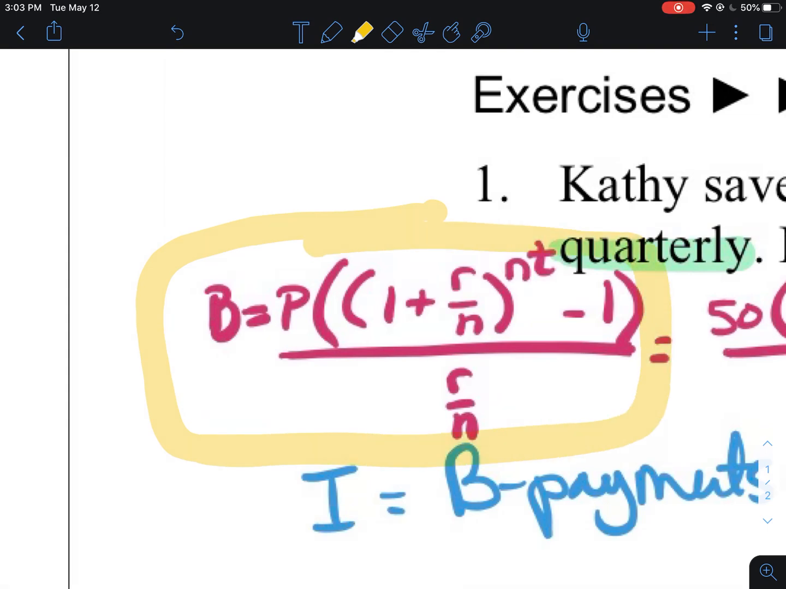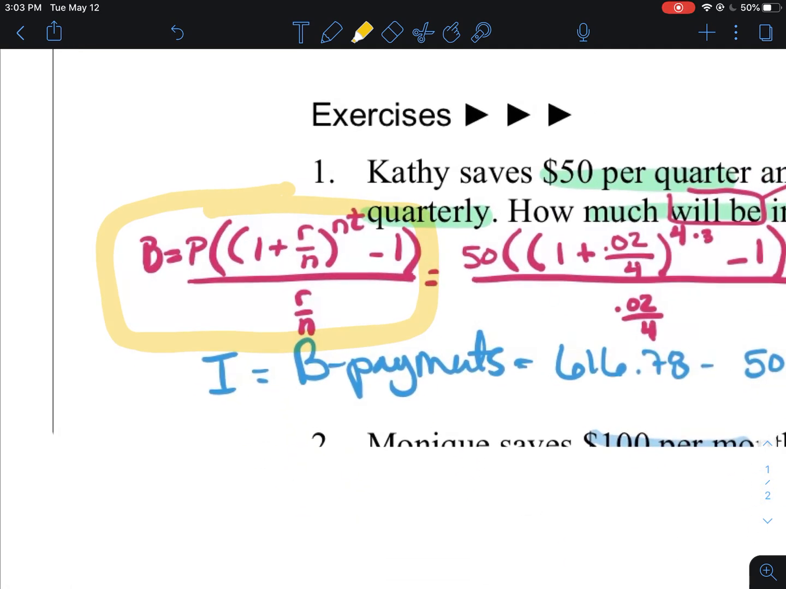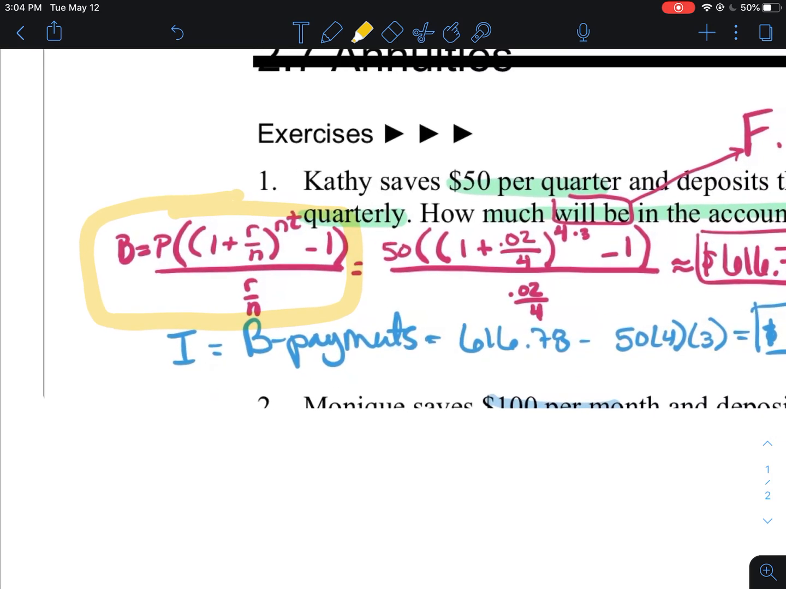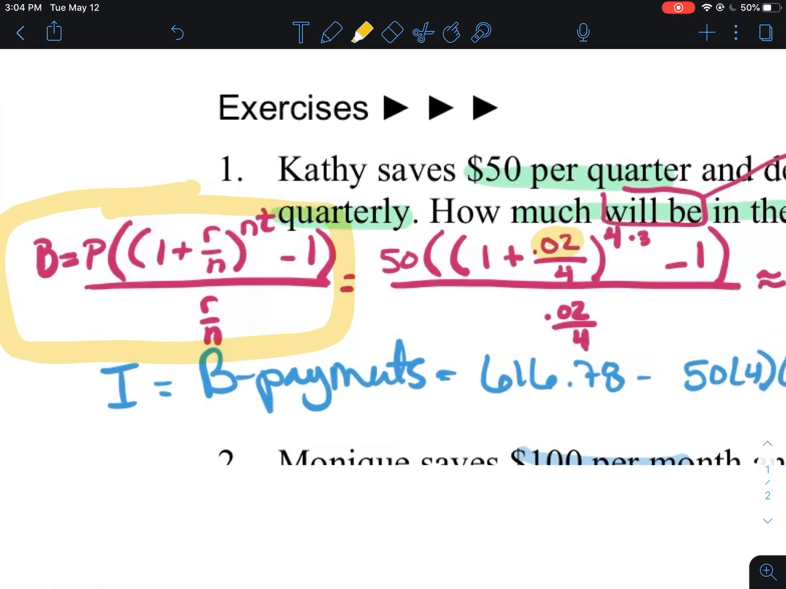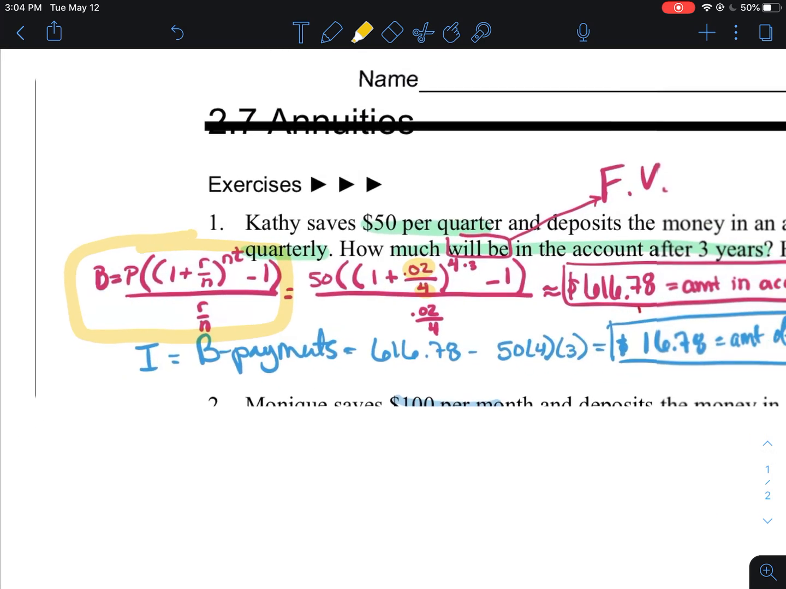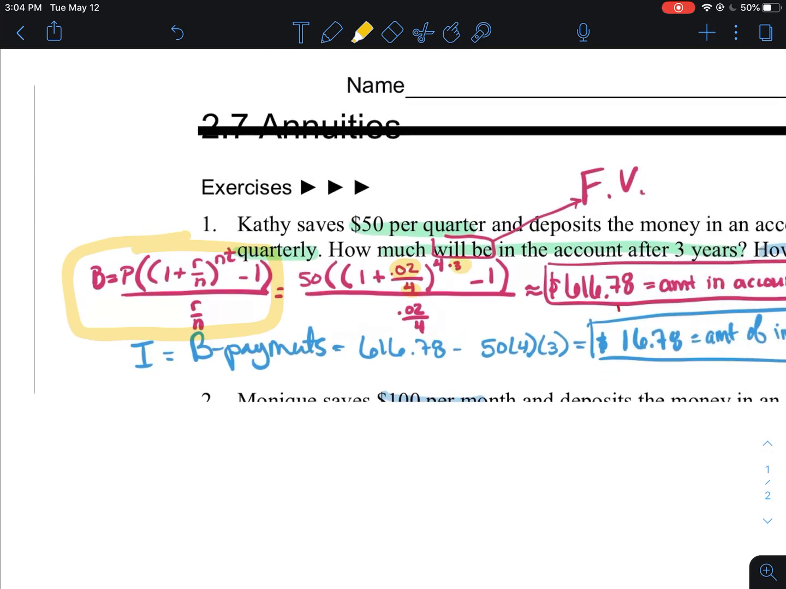In this formula, the B is going to be our ending balance. The P will be the periodic payment. So in that case, that's the $50 she's paying every quarter. The R is her annual interest rate written as a decimal. So 2% as a decimal is 0.02. The N is the number of times per year compounded, so that's the 4. And the T is the amount of time that it ends up compounding. So that in this case is 3 years, because we're going to be leaving that in the account for 3 years.